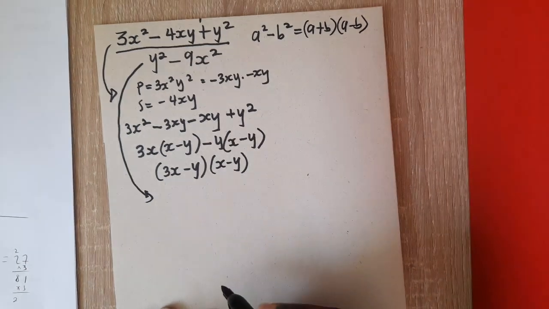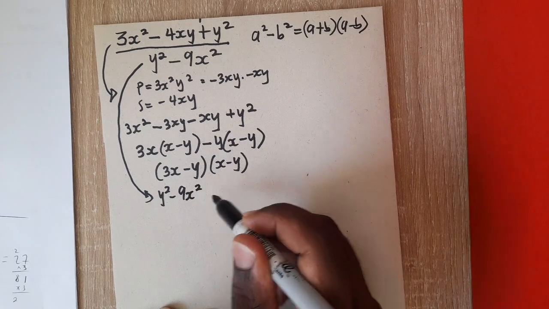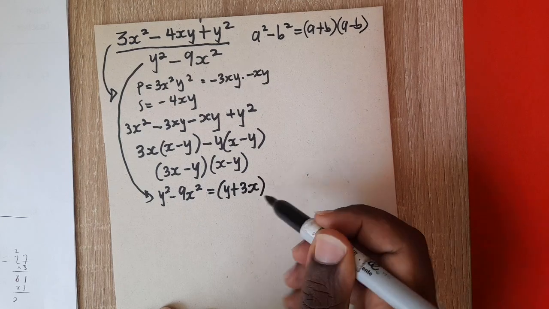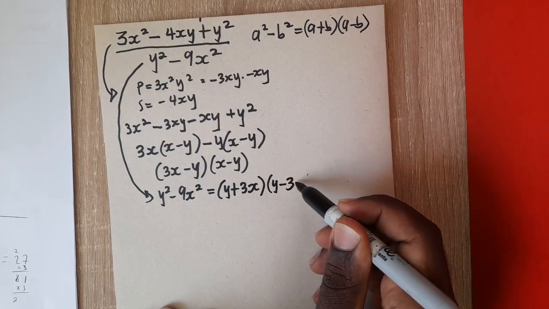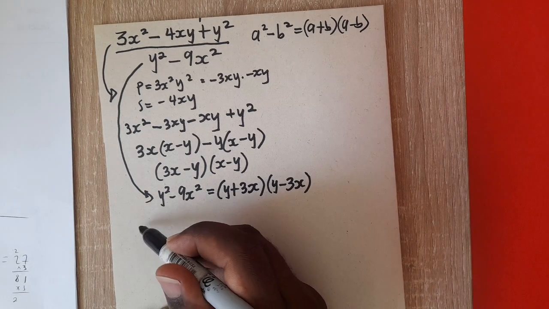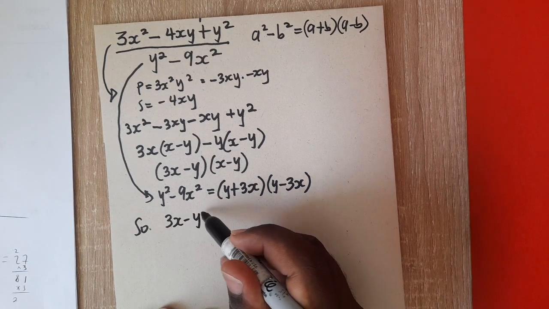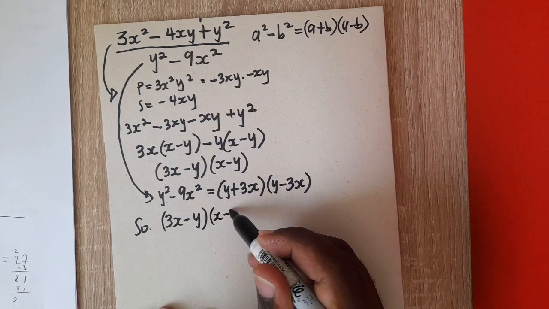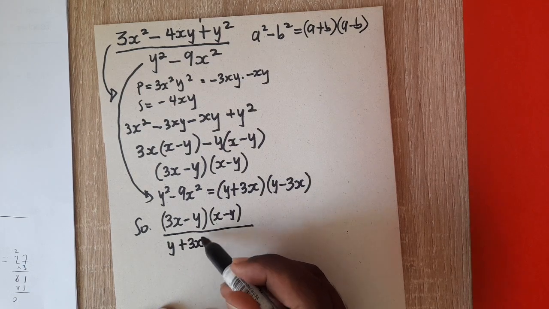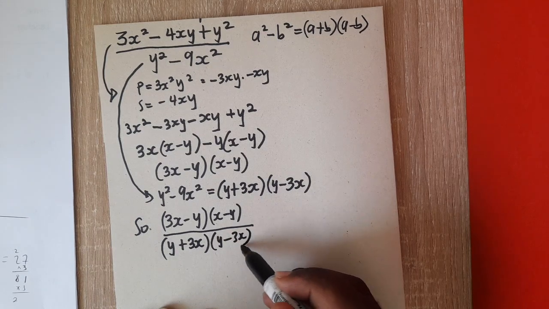Now in the denominator, we have y squared minus 9x squared. Now this is a difference of squares. So that means in the first parentheses I'll have y plus 3x, and in the second parentheses I'll have y minus 3x. If you multiply those two parentheses, you're going to get back y squared minus 9x squared. So the expression that we got at the beginning, 3x minus y, parentheses x minus y, is going to be in the numerator, and then y plus 3x, parentheses, and y minus 3x, inside parentheses, will go in the denominator.